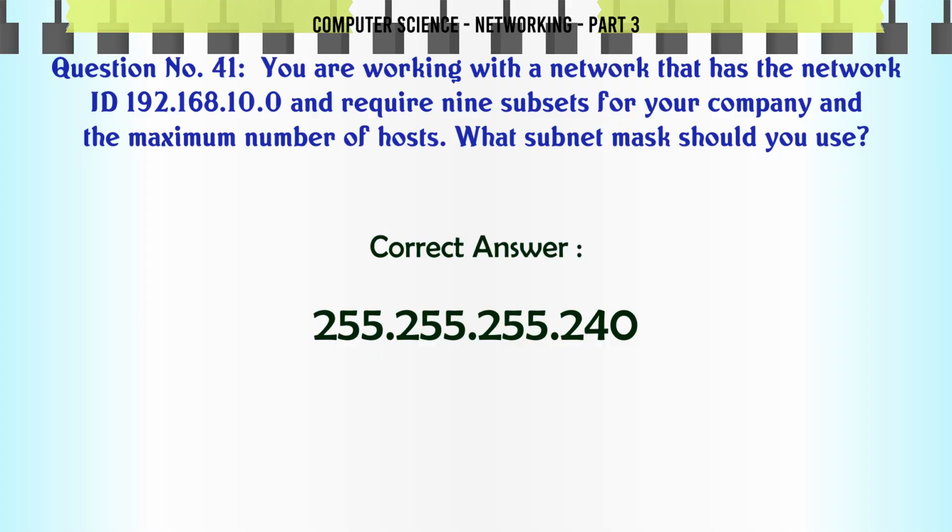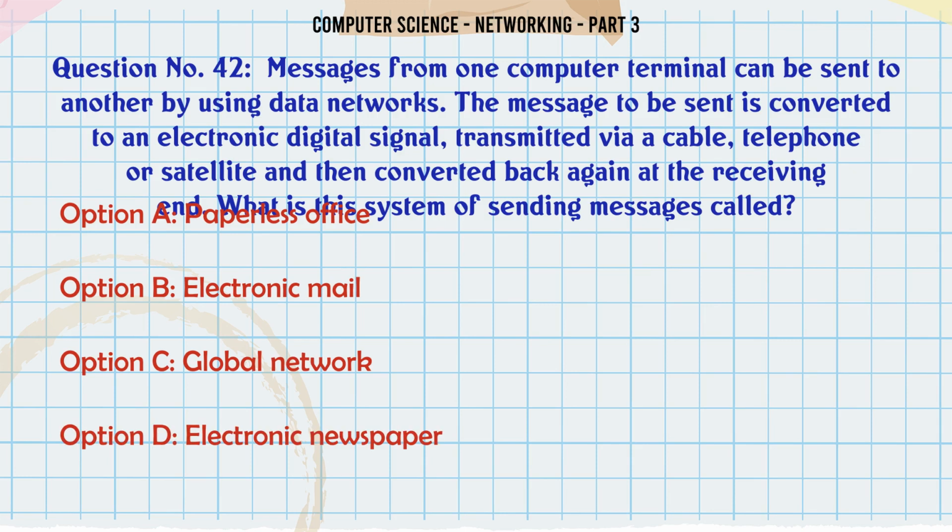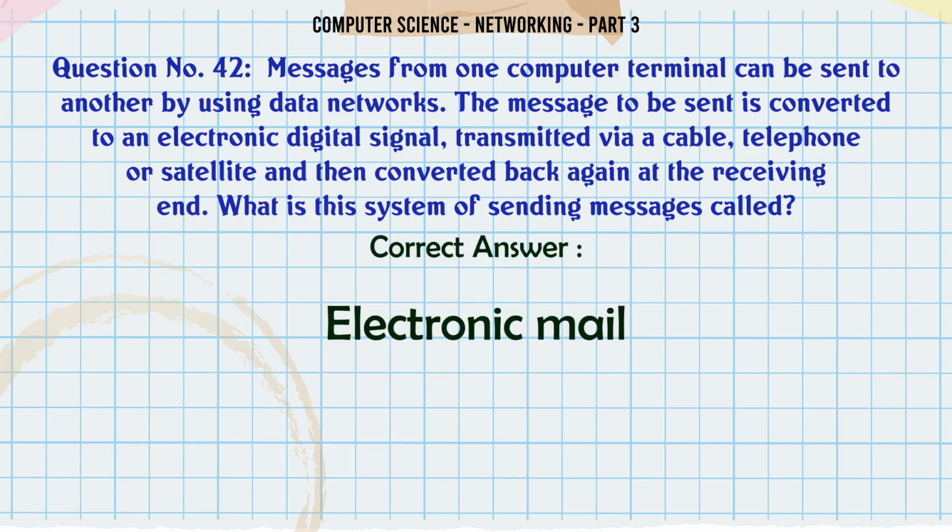255.255.255.240. Messages from one computer terminal can be sent to another by using data networks. The message to be sent is converted to an electronic digital signal transmitted via a cable, telephone or satellite and then converted back again at the receiving end. What is this system of sending messages called? A. Paperless office. B. Electronic mail. C. Global network. D. Electronic newspaper. The correct answer is electronic mail.